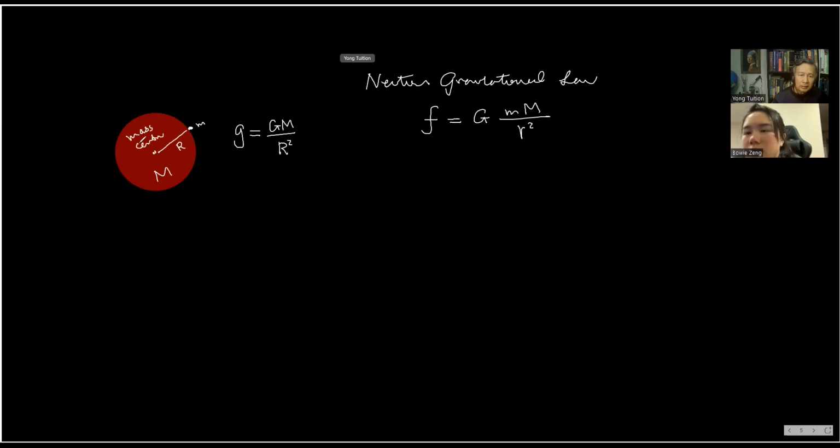Okay. So that is why the force between this planet and this tiny object is equivalent to the force between two point masses, with a distance of r. So you can still apply Newton's gravitational law.